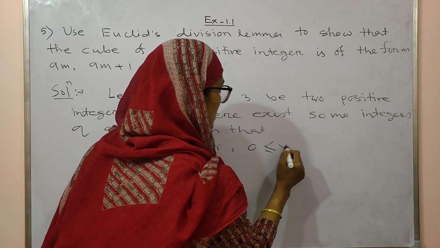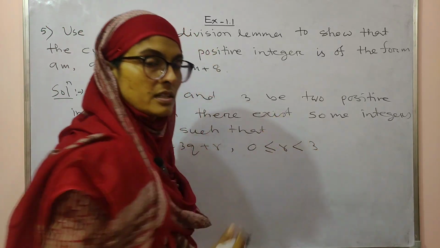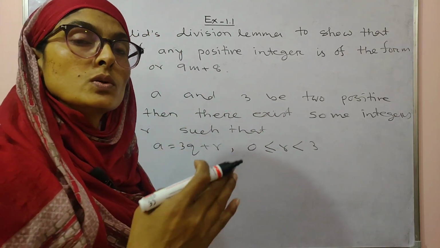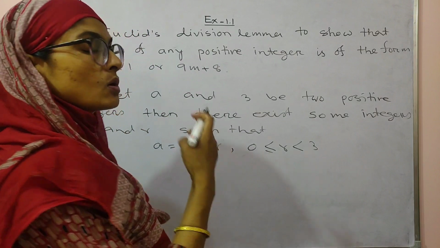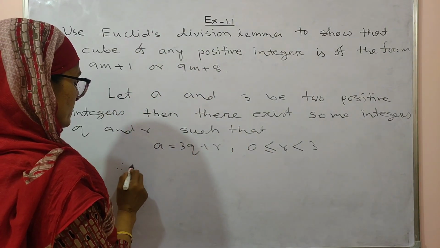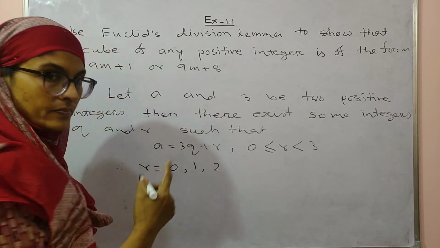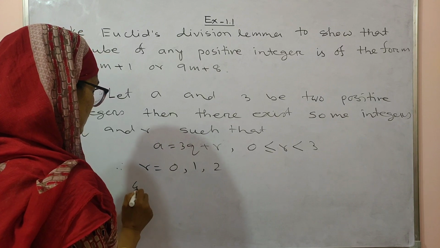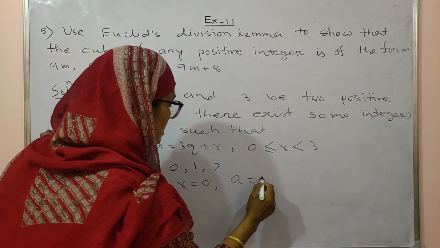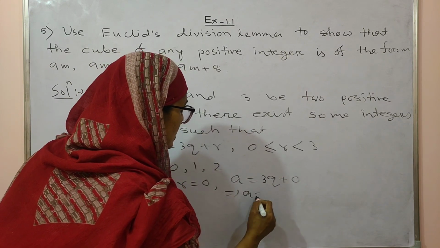0 less than or equal to r less than 3. That means the value of r is from 0 to 2. So you can write 0, 1 or 2. Therefore, r equal to 0, 1, 2. Write down: when r equal to 0, you will get a equal to 3q plus 0, or a equal to 3q.